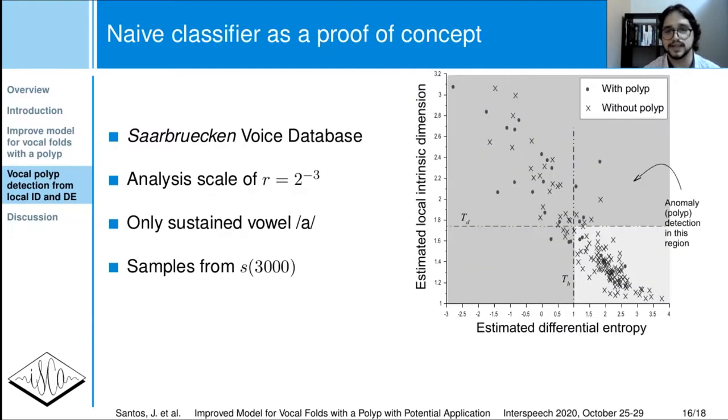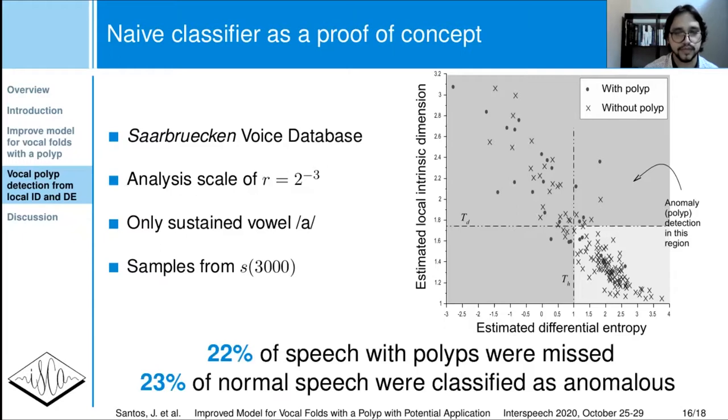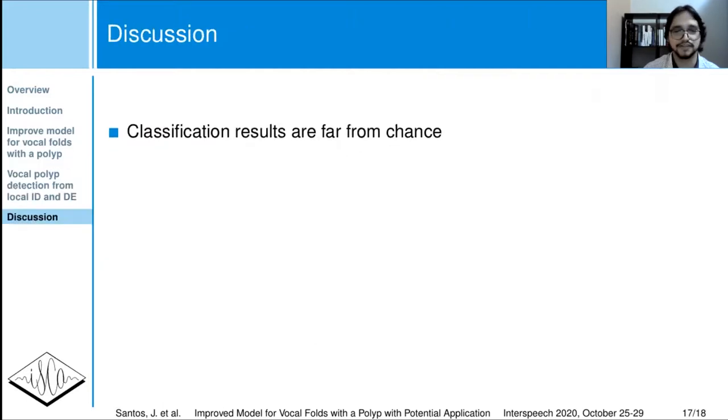We estimated a threshold for differential entropy and a threshold for local intrinsic dimension. And with these thresholds, we made this estimation. The threshold for differential entropy was 1, and the threshold for local intrinsic dimension was between 1.7 and 1.8. So we get that only 22% of speech with polyps were missed, and only 23% of normal speech were classified as anomalous. So these are good results. These results are far from chance.